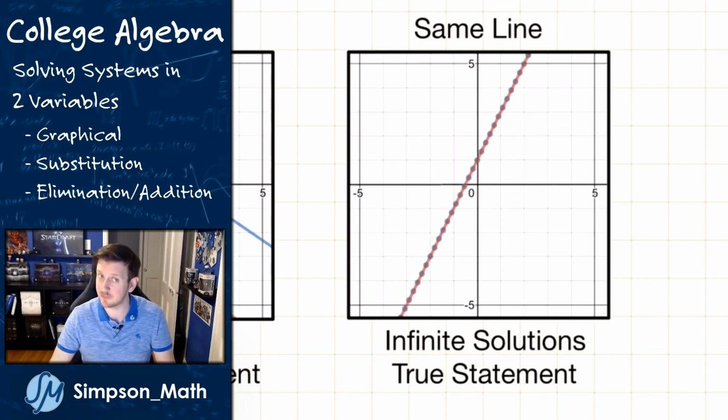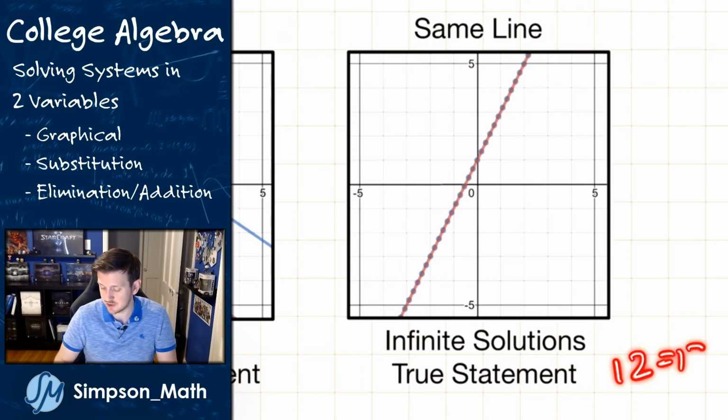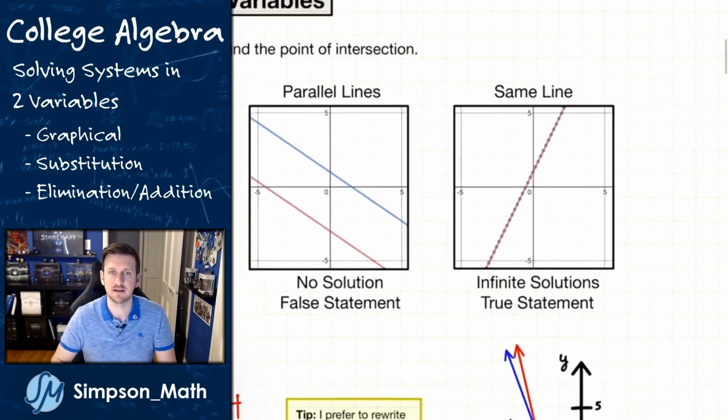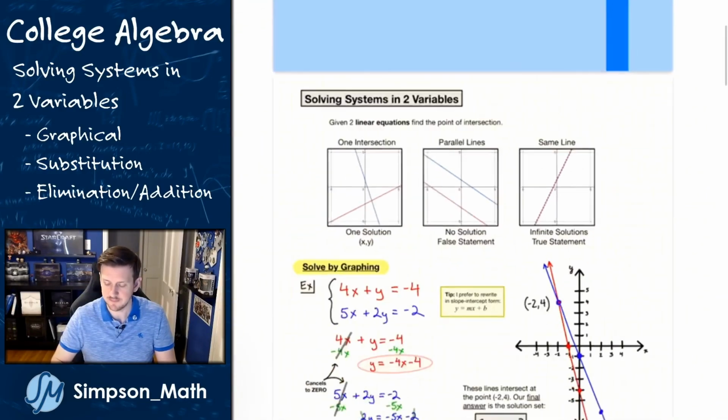Now, it's not any point, because if I pick this point, that's not a solution. I'm not going to get a true statement from both of those. So only points on the line, but there's an infinite number of them. That's why we say infinite solutions. And again, what that true statement means is you might be working the system and you end up with a true statement, 12 equals 12. And then that goes to show that we're likely going to have infinite solutions. And you'll see an example of both of these, no solution and infinite solutions, in the notes.